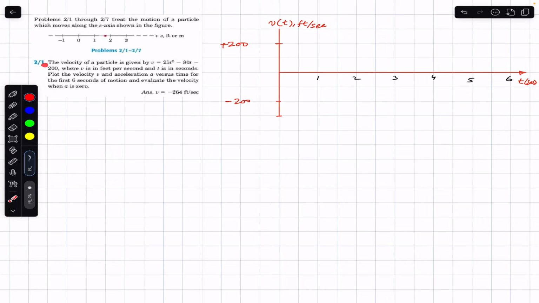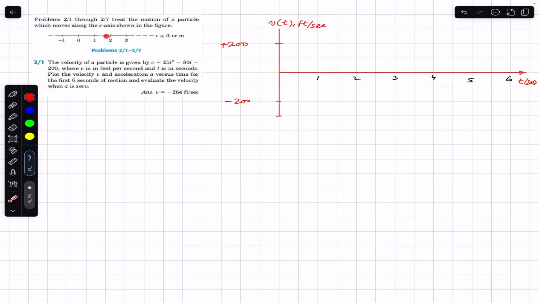And the problem says that the velocity of a particle is given by this equation: v equals 25t² minus 80t minus 200, where v is in feet per second and t is in seconds. Plot the velocity and acceleration a versus time t for the first 6 seconds of the motion and evaluate the velocity when a equals 0.